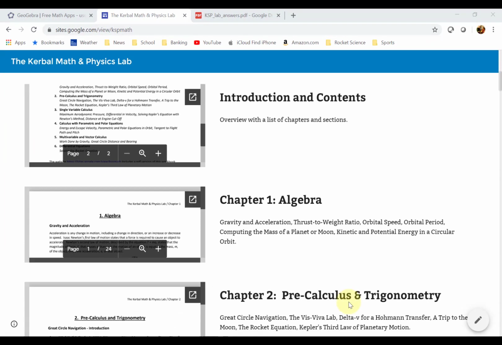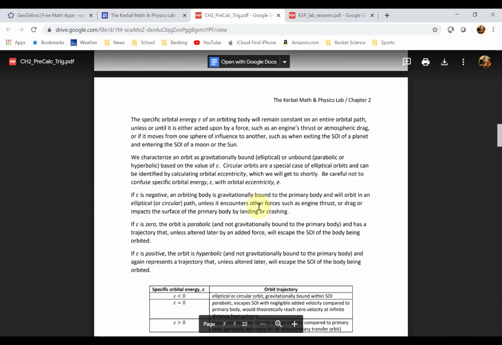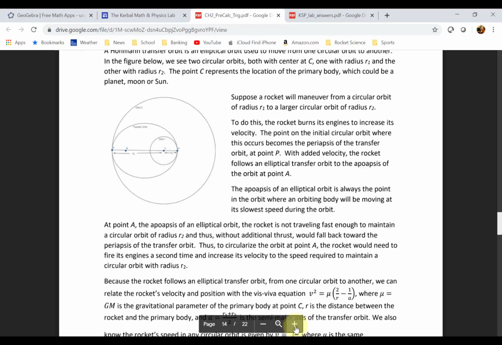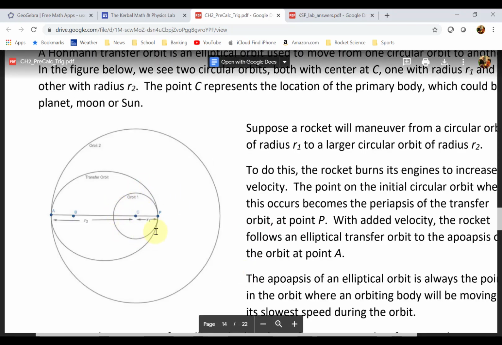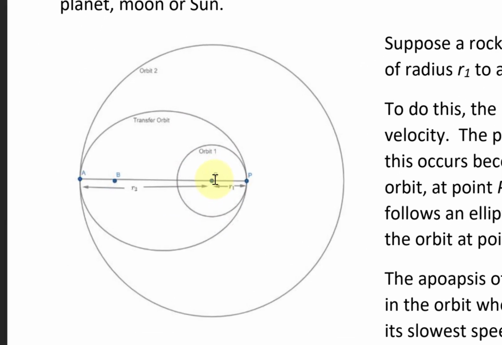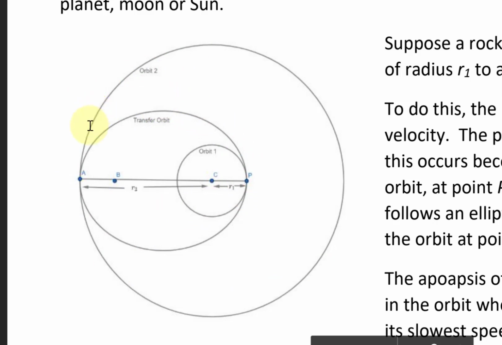So let me scroll down here to this pre-calc chapter, and there's a picture right here. So we're currently in this orbit 1, a circular orbit around Kerbin. This C, point C, is the center of the planet Kerbin, and we're in an orbit with a radius R1. And in order to reach the moon out here in orbit 2, we need to follow a transfer orbit, which is called the Hohmann transfer orbit. So we have to increase our speed to follow that elliptical orbit out there.